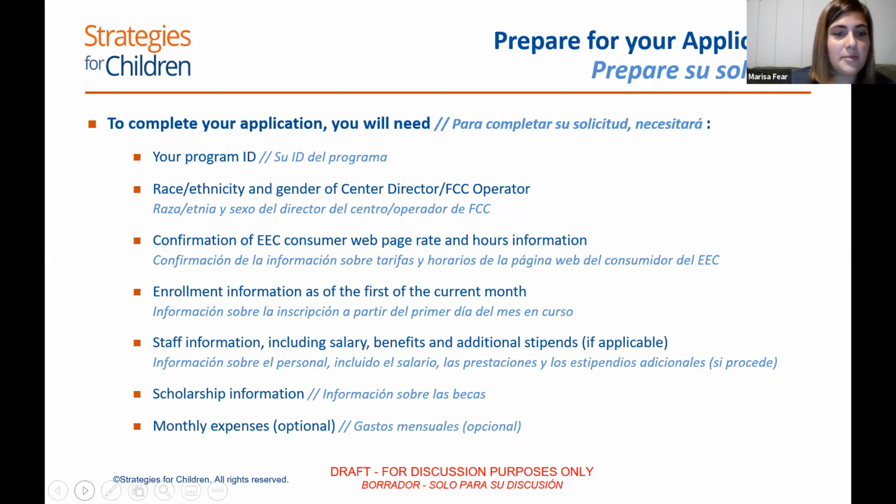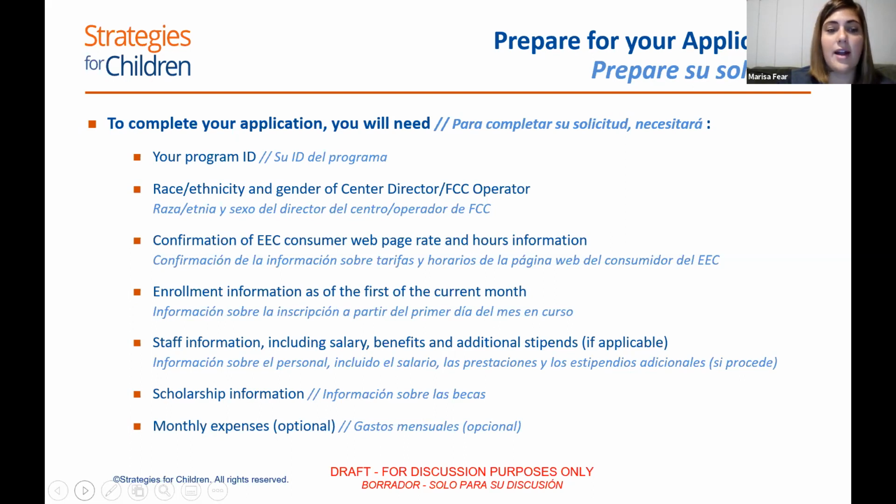The department will also be collecting staff information. So if you are a family child care provider, information about a family child care assistant that may work in your program with you, including their salary, any benefits that you may offer, or if you were able to offer them an additional stipend this year. And then if you are a group and school age program, they're asking for staff information for all the educators and employees that work in your program.